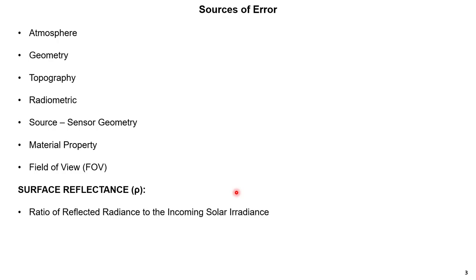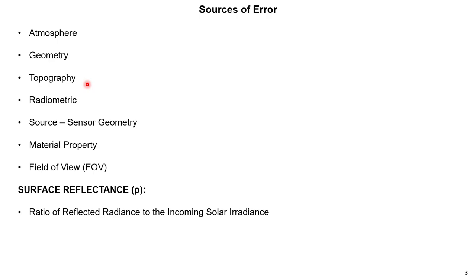Now moving on to today's session. We'll be seeing the sources of errors. As discussed by the professor in the video lectures, the different sources of errors are listed here. First is the atmospheric error, which arises due to the interaction of electromagnetic radiation with the atmosphere. Then we have geometry error, because the Earth is also rotating and the satellite is also moving in its orbit. We have different types of geometry error. Then we have the topographic error because of the slope.